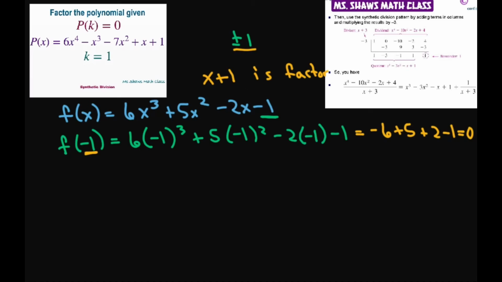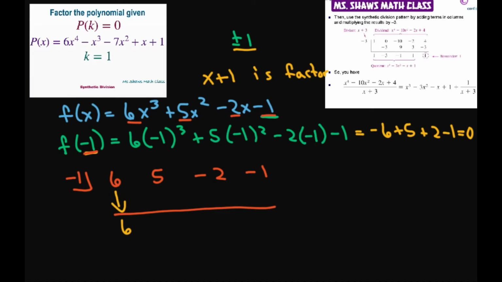So now we're going to use synthetic division again. So we're going to put negative 1, and then you put your coefficients in descending order here, as 6, 5, negative 2, and negative 1. And then we do the same procedure. Bring down your first term, that's 6. Multiply negative 1 times 6, get negative 6. Add. Multiply, negative 1 times negative 1. Add. Multiply, 1, and then negative 1 plus 1 is 0. So we did that right.